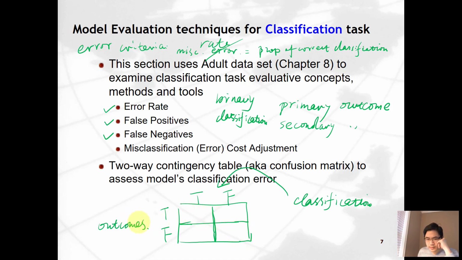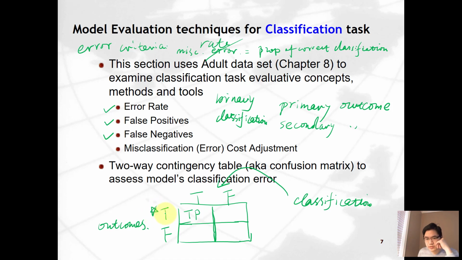When the outcome is true and when the classification also makes a true judgment, it is called a true positive. It's a positive case, it's true, and it's the primary outcome.